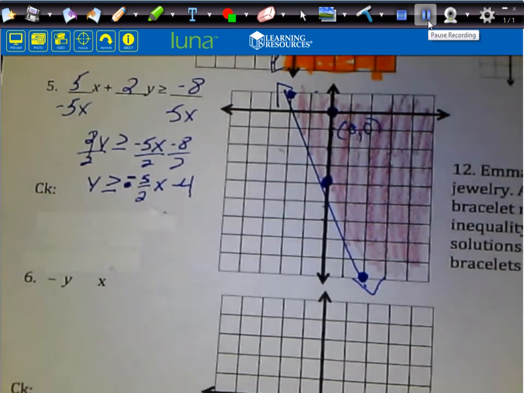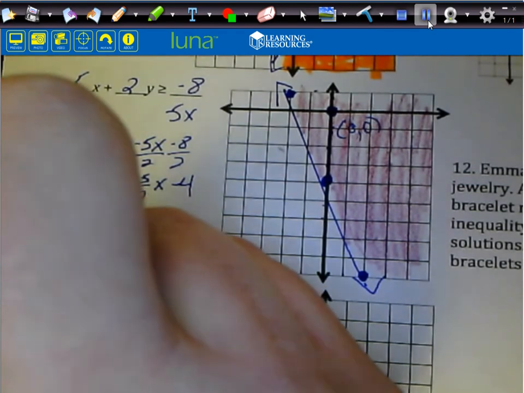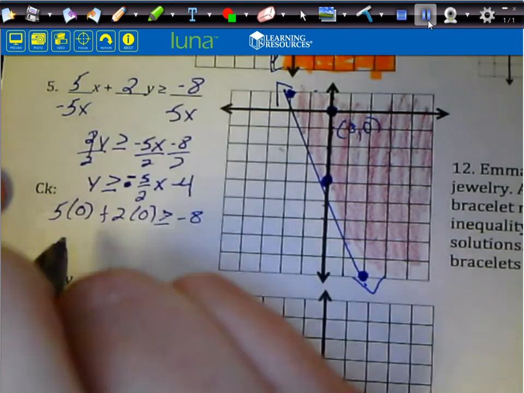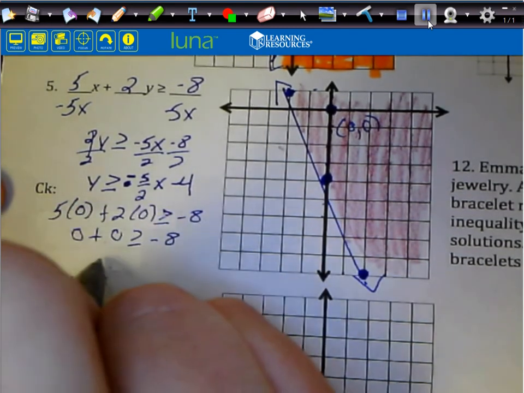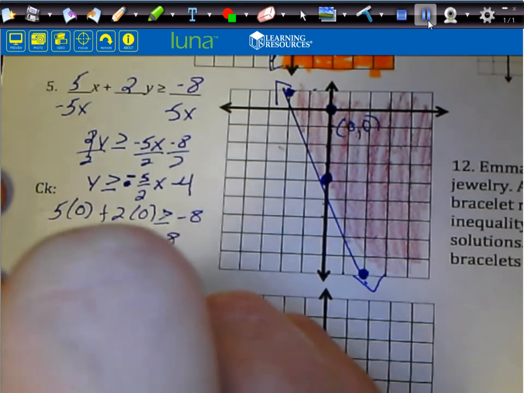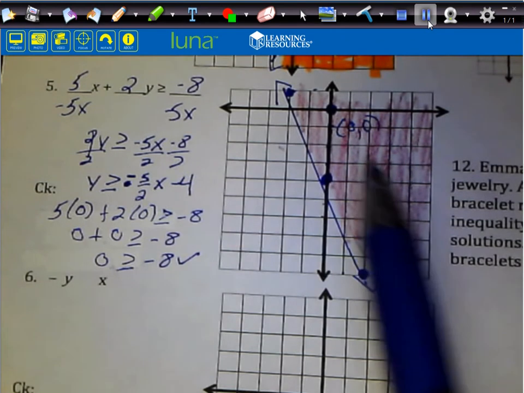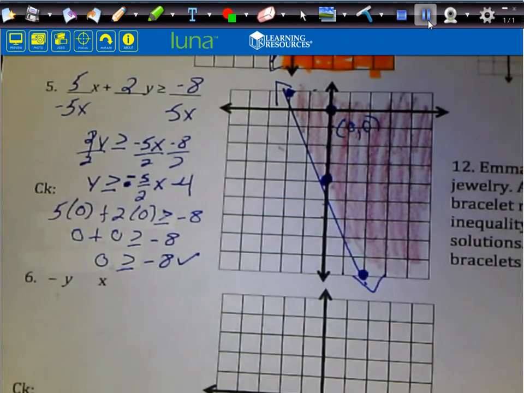Alright, I got in a little bit too big of a hurry there. I always need to go back to the original to check. So here I'm going to say 5 times 0 plus 2 times 0 is greater than or equal to negative 8, which gives me 0 plus 0 is greater than or equal to negative 8, which gives me 0 is greater than or equal to negative 8, and that's a true statement. Make sure you have all of the work for the graphing, the solving for y, and the check done before you move on. If you need to pause the video now, feel free to do that.